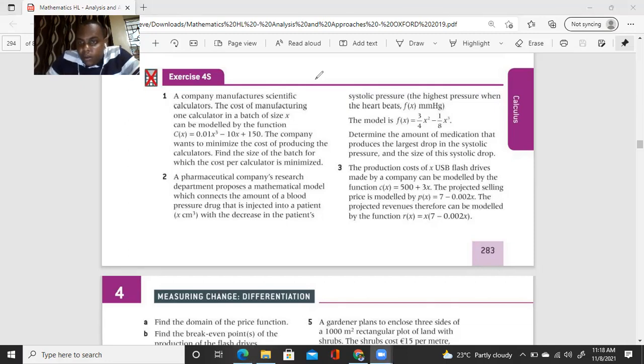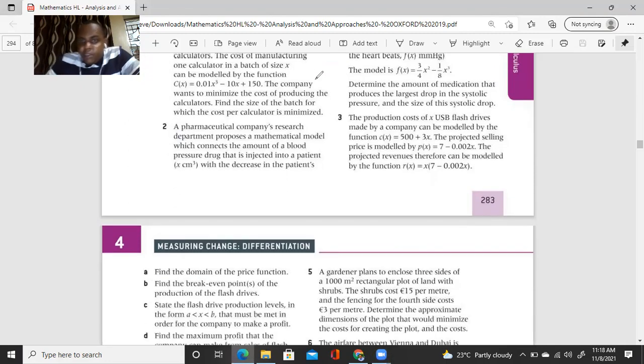So the domain, what do you think about the domain of the price function? I thought by the price function they meant the projected selling price. But then I tried finding the domain for that, and it didn't match up with the answer, so I'm not sure. But I think this is the price function, is it not? Yeah, it seems like it. I must have done something wrong then. Yeah, that is the price function.